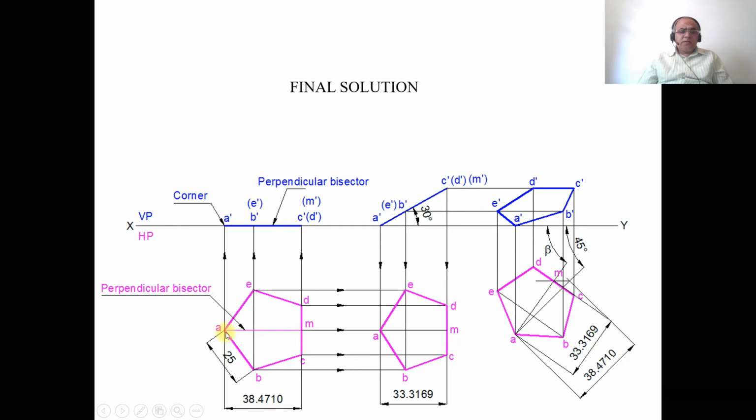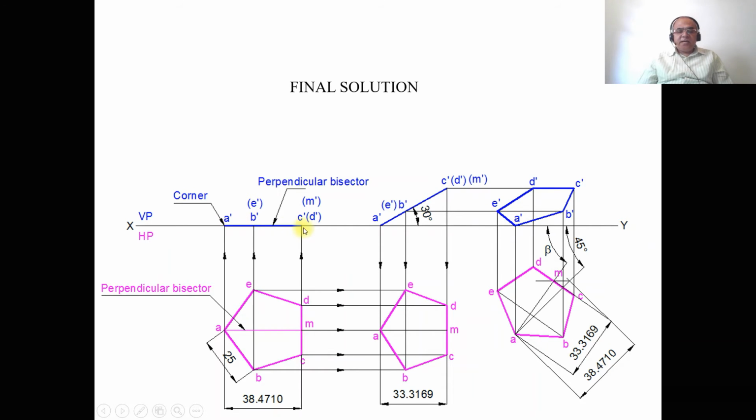draw a vertical thin projector line from A to the XY line, and also from C, M and D to the XY line, and also from B and E to the XY line. And you mark this point as A dash, and then B dash and E dash in bracket, C dash, D dash and M dash in bracket. Then join A to A dash to B dash and B dash to C dash with a dark line, so that you get the front view.